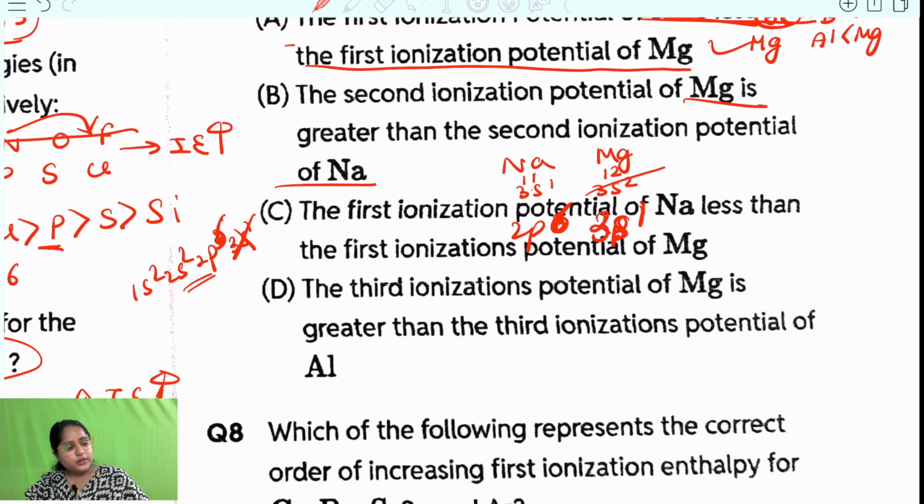After removing one electron from 3s2, magnesium will become 3s1, while sodium will become 2p6. So 2p6 is our inert gas configuration, the most stable. So that will have the highest ionization energy. So in the second ionization, sodium will be higher than magnesium. So the statement that magnesium is greater is wrong. Okay, so B option is the incorrect option.